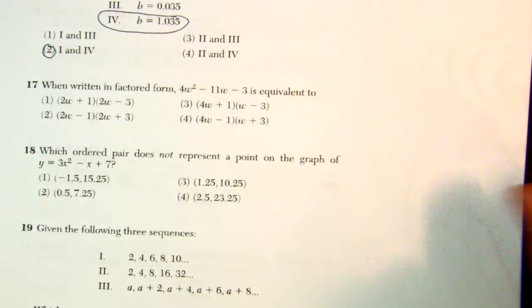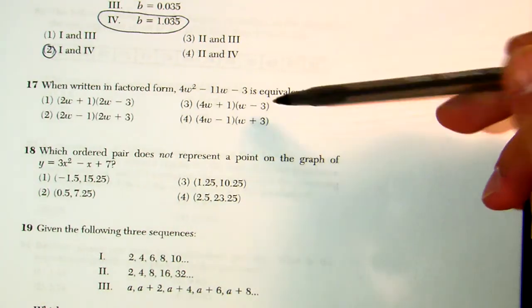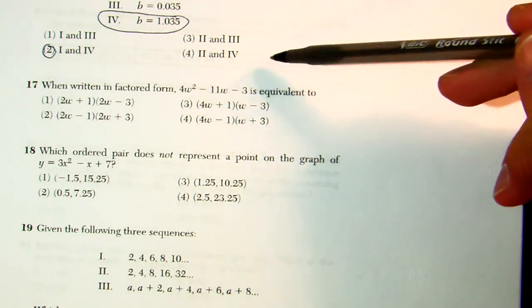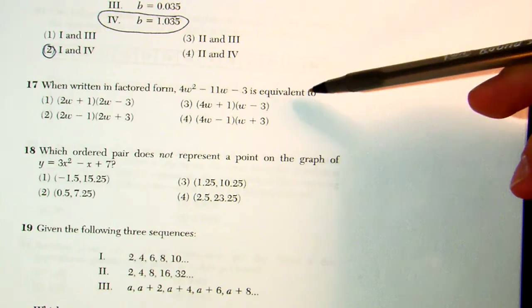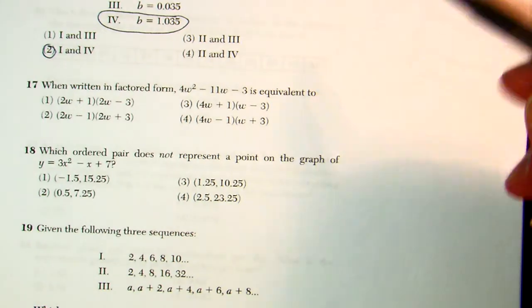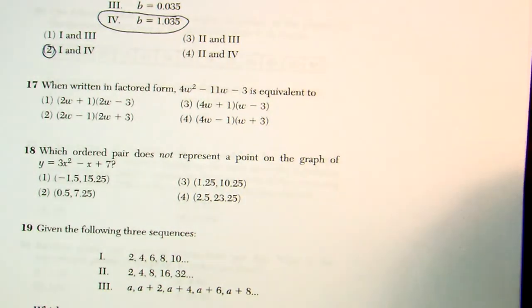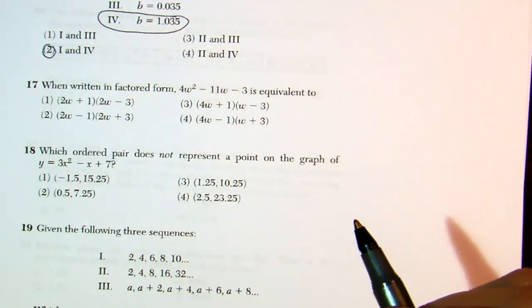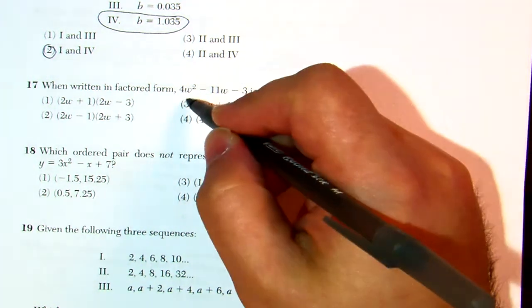17. When written in factored form, 4w squared minus 11w minus 3 is equivalent to. Now, I can go ahead and multiply 4 times 3 and keep plugging through and trying to factor and everything like that. Or I can FOIL. I can look at my choices and take a best guess to see which one's going to work. The answer to 17 is choice 3.